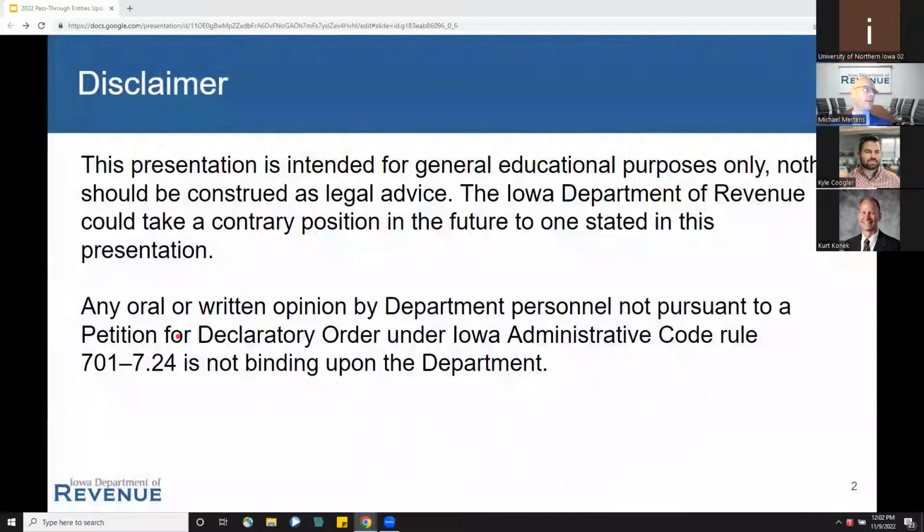Before we do that though, our standard disclaimer, which is that this presentation is intended for general educational purposes only, should not be construed as legal advice, and we may take contrary position in the future to the one stated in this presentation. And of course, any oral or written opinion by the department that is not pursuant to a petition for declaratory order is not binding on the department.